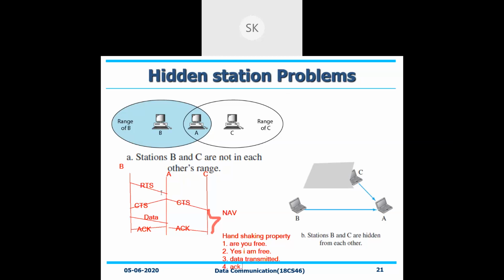See here, RTS: first you are asking, are you free? If you receive a reply saying yes, I am free, you can continue with sending the data. It will wait for a certain time, because anything can happen. C also, at that particular point of time, can transmit the data. Because of that, it will be holding it.